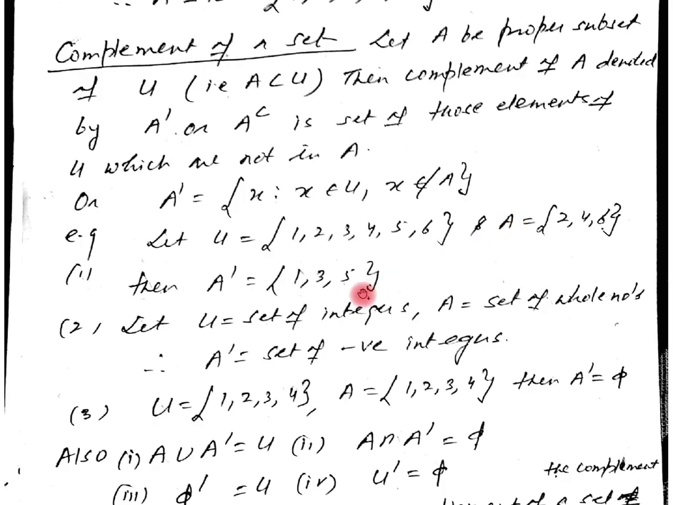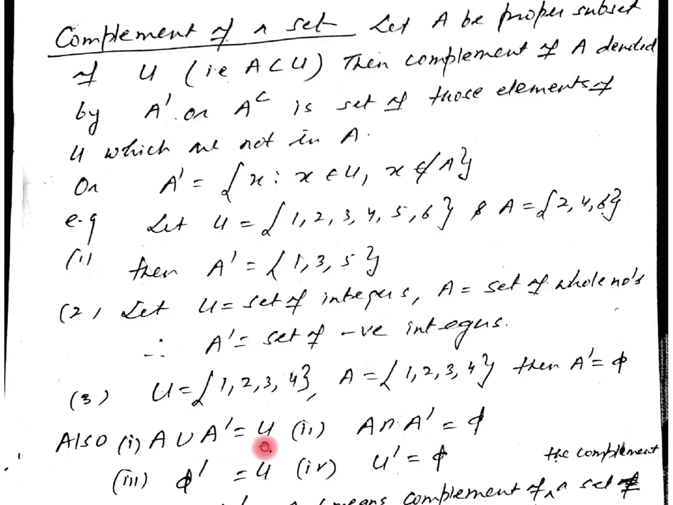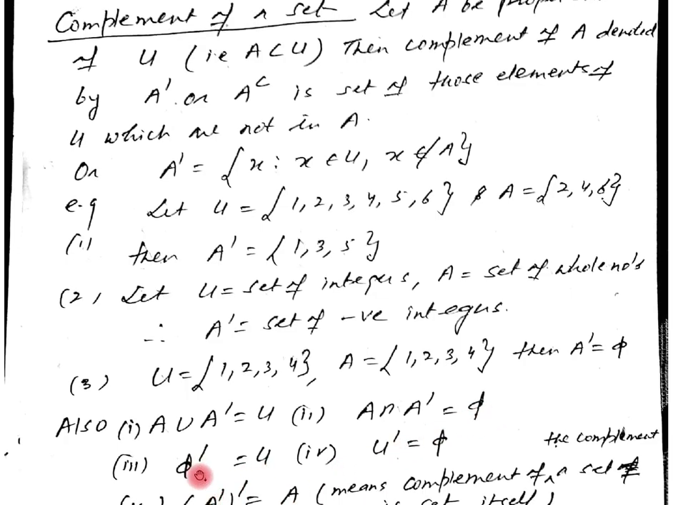The union of A and A dash means all the elements either in A or in A dash. So it will be 1, 2, 3, 4, 5, 6. So our property is here A union A dash equal to U and A intersection A dash equal to empty, and complement of phi dash equal to U and complement of U dash is equal to phi.